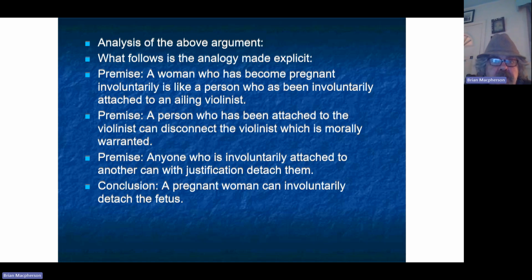Okay. So again, just to go over it again, premise: a woman who has become pregnant involuntarily is like a person who has been involuntarily attached to an ailing violinist. A person who's been attached to the violinist can disconnect the violinist, which is morally warranted. Anyone who is involuntarily attached to another can, with justification, detach them. Conclusion: a pregnant woman can involuntarily detach the fetus. Okay?